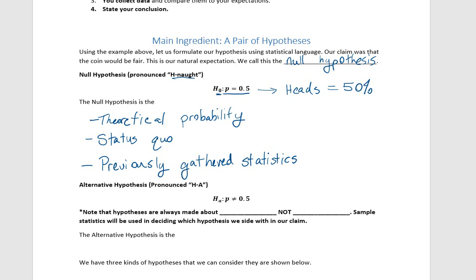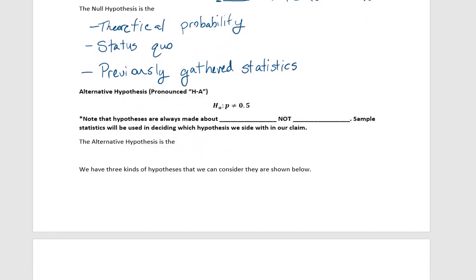Previously gathered statistics is when we want to know, have things changed over time? So for example, if we wanted to compare the percentage of college graduates in 1940 to the amount of college graduates in 2020, maybe they're only different by like 0.5%, and we want to know, is that statistically different enough to say that college enrollment rates and graduation rates have changed? So it depends on the context, whether we're looking at the null hypothesis as being a theoretical probability, a status quo, or previously gathered statistics. And we'll talk about how to identify those a little bit later.